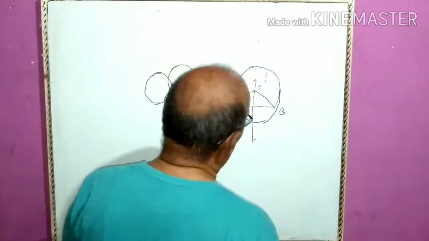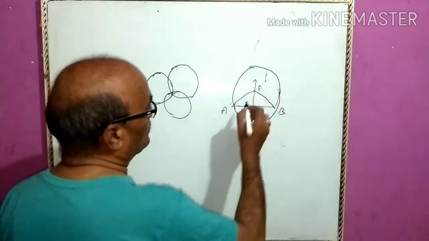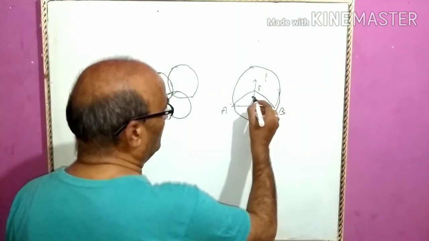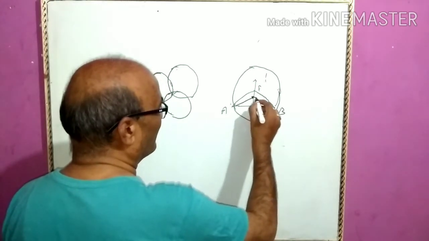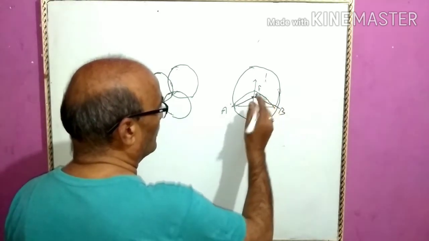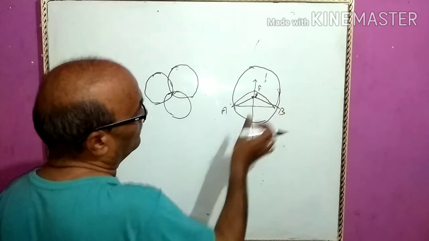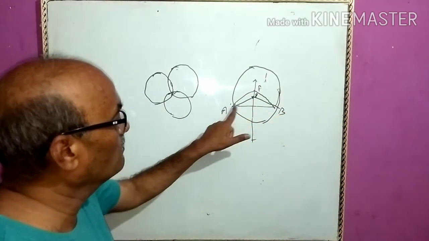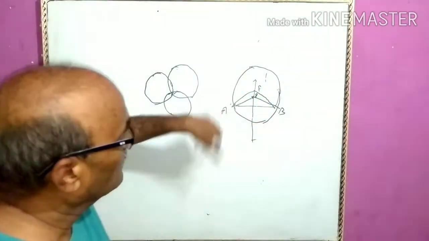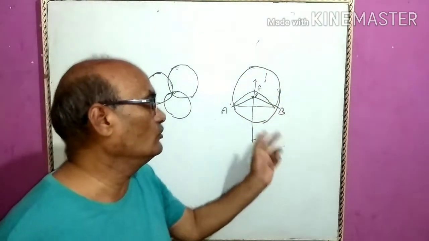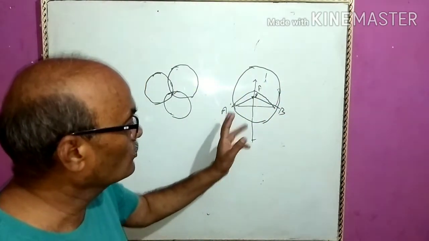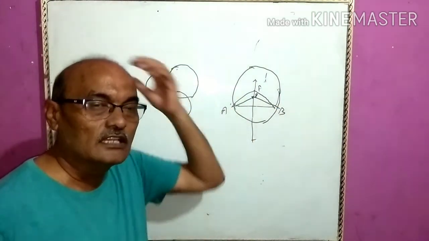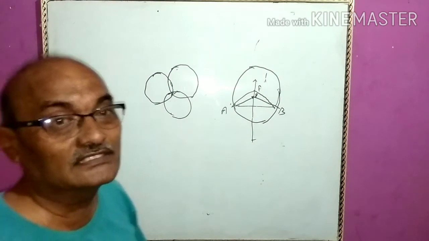A and B. Now, if we take a point, suppose here, if P comes here, then again PA is equal to PB, and if you take this point P as center and PA as radius, you can draw another circle. So I mean to say that in a plane, through two different points, infinitely many circles can pass.